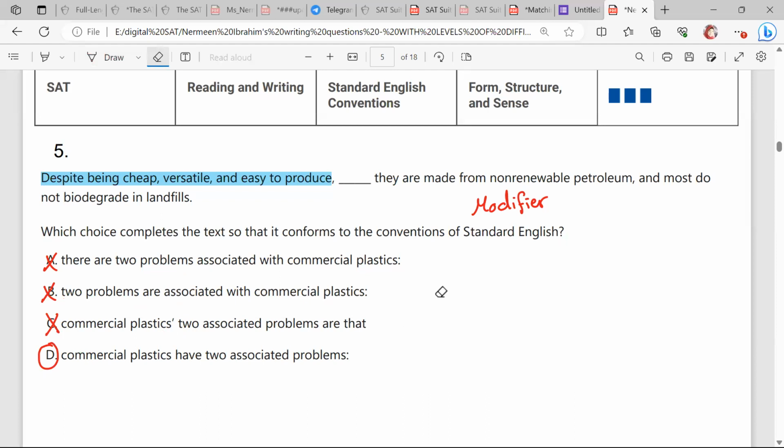Welcome back, Yasin, my student. Okay, now let's see. Despite being cheap, versatile. While I'm solving digital SAT questions, I can come across some words that I'm unfamiliar with. So if you are unfamiliar with the word versatile, it's the time to write it down and look it up. Versatile means what? Adaptable. Okay, adaptable.